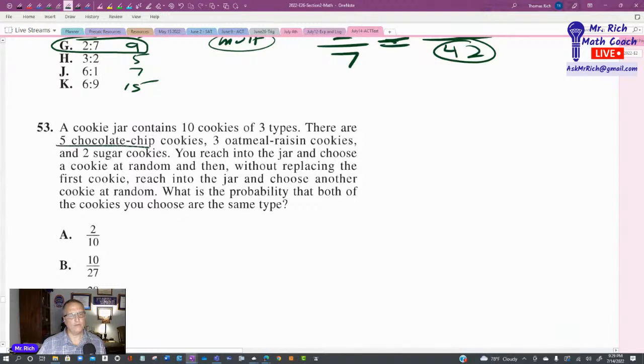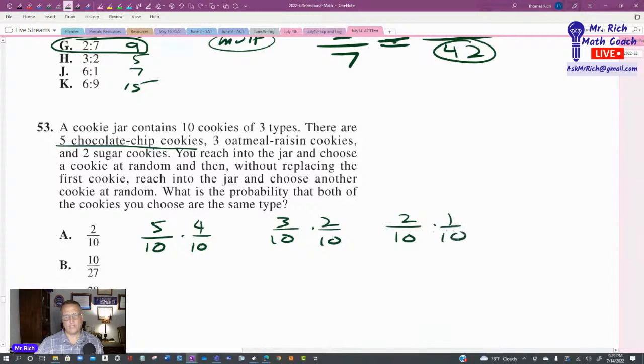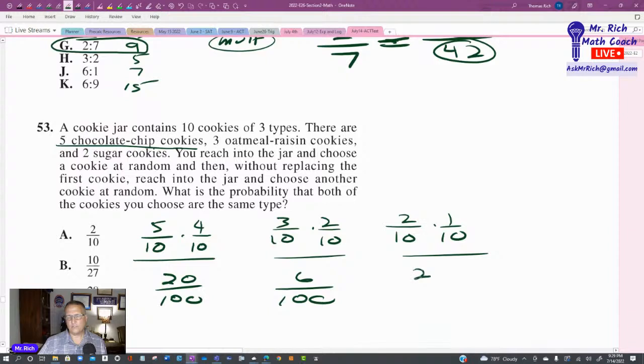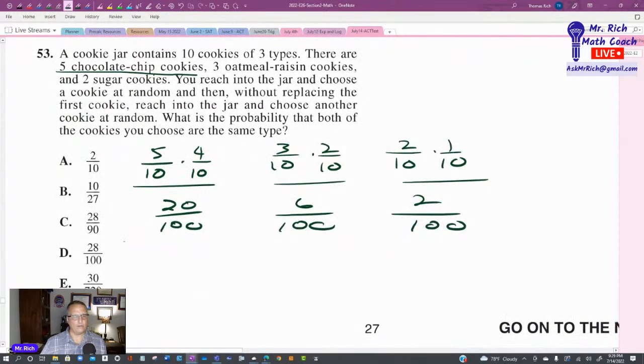If we go with chocolate chip, I could go 5 out of 10 on the first, but then I would have a 4 out of 10. That's if I did chocolate chip. If it was oatmeal, it would be 3 out of 10 times 2 out of 10. And if it was a sugar cookie, I have a 2 out of 10 followed by a 1 out of 10 chance, right? These are the 3 ways that I could get 2 consecutive cookies. So this is 20 out of 100. This is 6 out of 100. This is 2 out of 100. So it's 28 out of 100.